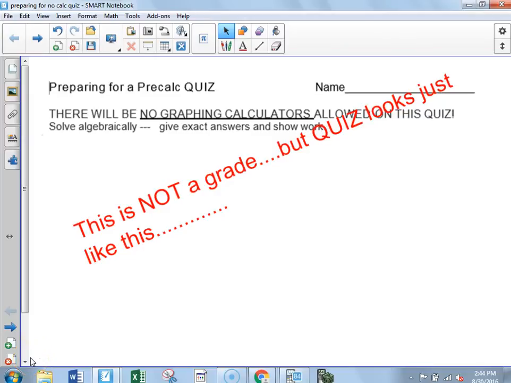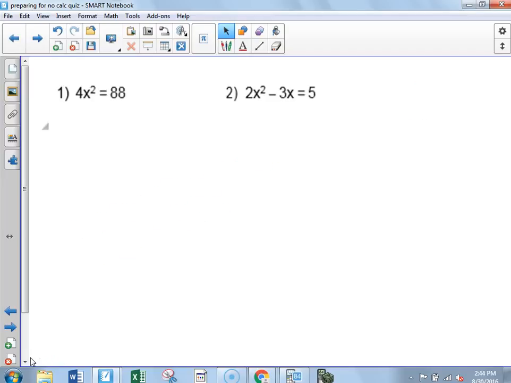Okay, this worksheet is in the back. You should have picked it up when you came in. It is not a grade. It is totally for your own benefit. The quiz looks very much like this, different numbers, okay?